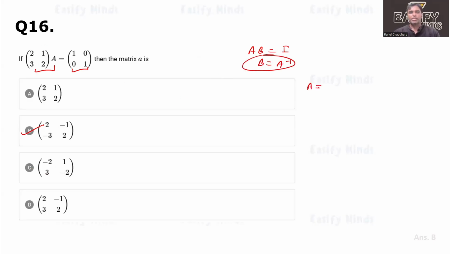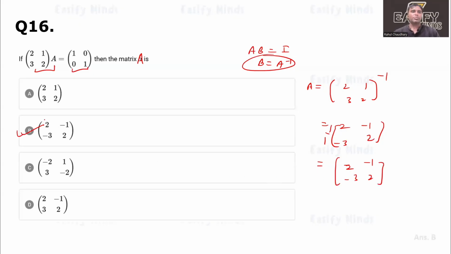So this matrix I know. So A is nothing but the inverse of this one. 2 1 3 2 inverse. Now their position will change and their sign will change, divided by their determinant. What is the determinant? 1. So we are getting the answer as 2 -1 -3 2. That is option B. Very much easy. Good, Samanvita. B option correct. All of you got correct answer. Very good.